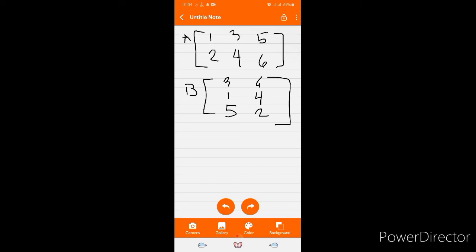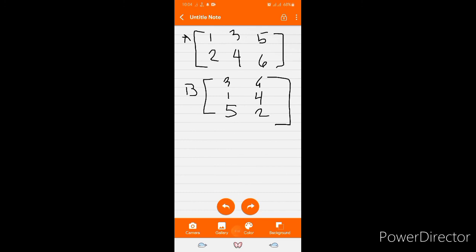So this is a 2 by 3 and a 3 by 2. So the inner dimensions are the same, so we can multiply it. The result of these matrices should be like this. It's a 2 by 2 matrix.